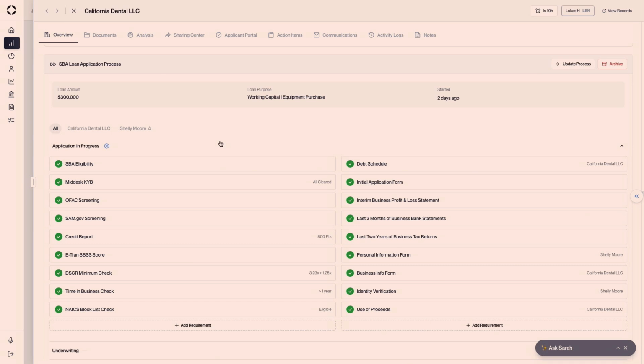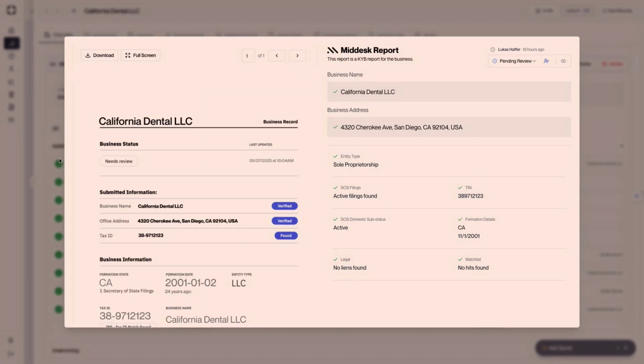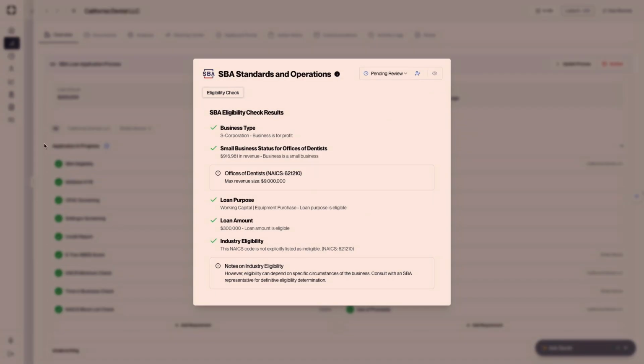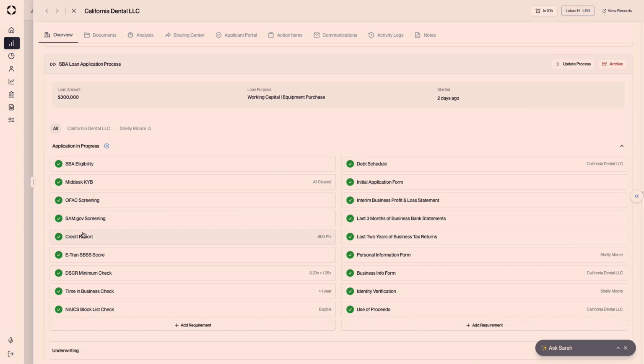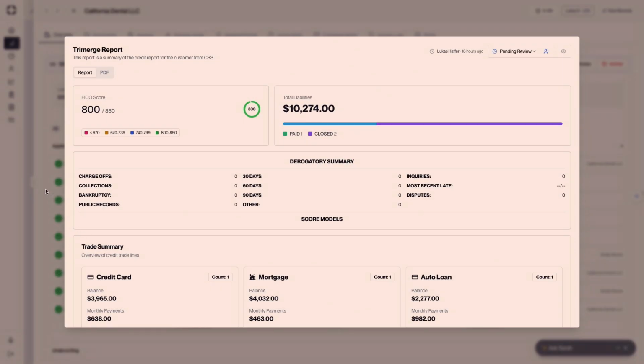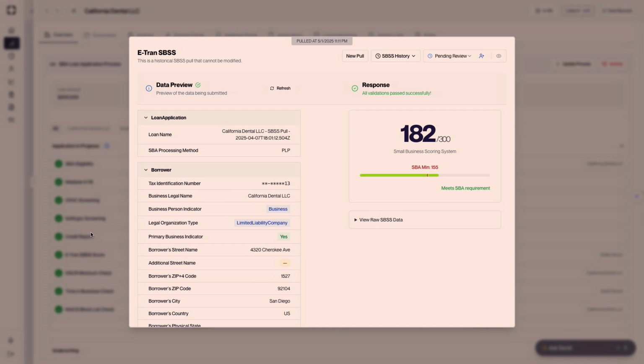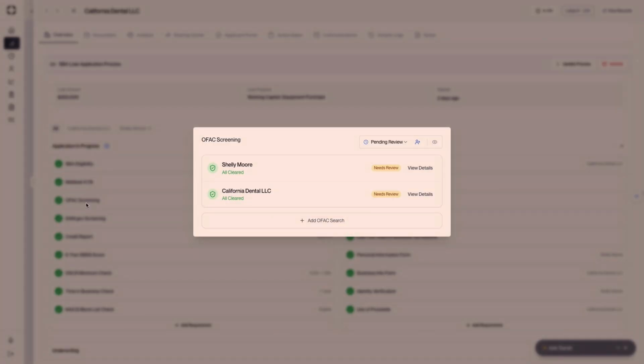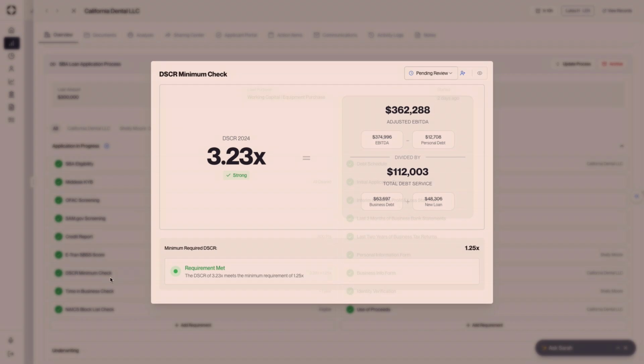Yeah, Sarah, can you lead me through our analysis? Okay, let's start with the basics. We've pulled a KYB report to confirm the business's filing with the Secretary of State. The deal meets the eligibility criteria under the SBA SOP. The owner's credit score is excellent at 800, and the SBSS score of 182 is strong. SBA requires a 165. All watchlist checks came back negative, so we're good here. Now the DSCR based on the 2024 tax return comes in at a 3.23, which is great.